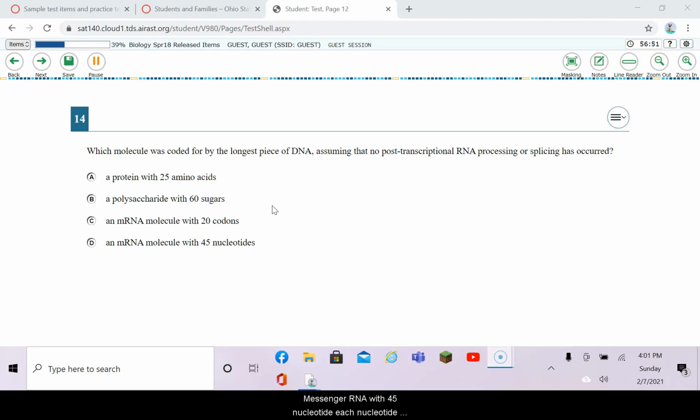D, a messenger RNA with 45 nucleotides. Each nucleotide only has 1 base, so that means we would have 45 bases. So far, C is in the lead. But if we look at A, a protein with 25 amino acids, it takes 3 bases to make 1 amino acid. So in this case, we would have at least 75 bases, at least. Okay? So the answer would be A.